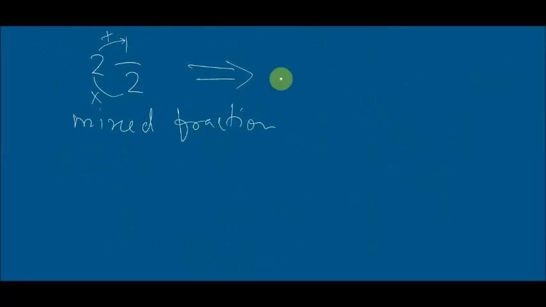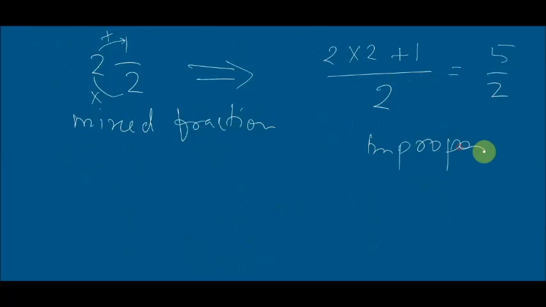So 2 twos are 4, then 4 plus 1. You will get the numerator like this, and keep the denominator as it was. So it will become 5 by 2. It is an improper fraction. I told you that an improper fraction is a fraction in which the numerator is greater than the denominator.